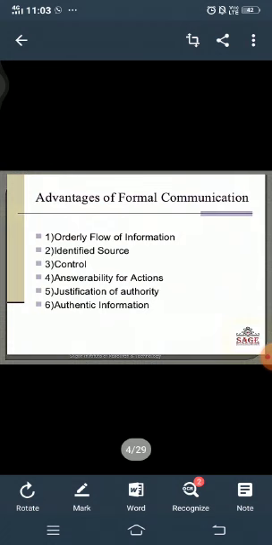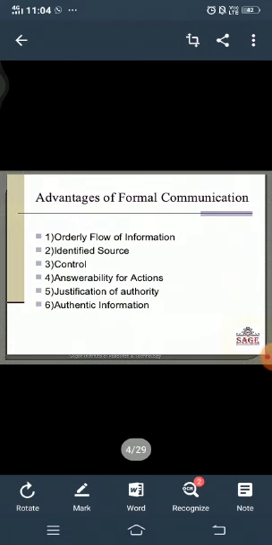So to whom the information is to be given, and who are the people who do not require this kind of information, this can be totally controlled in the formal communication channel.